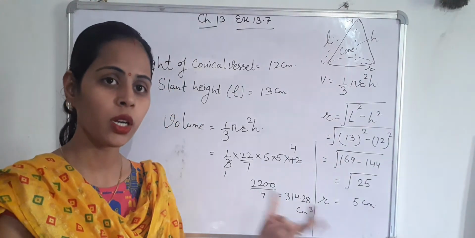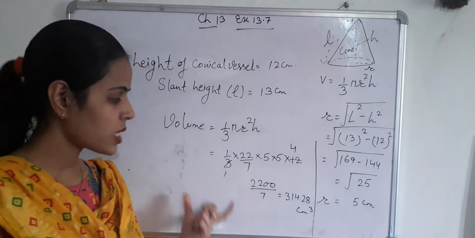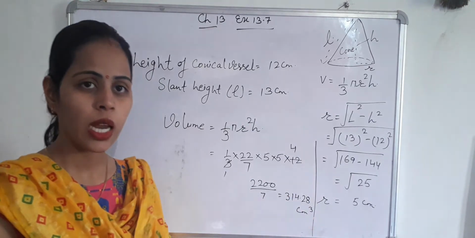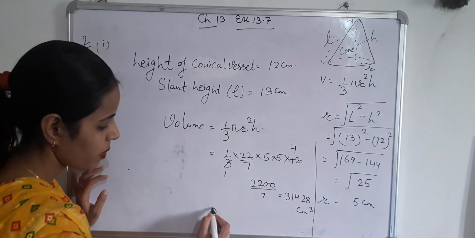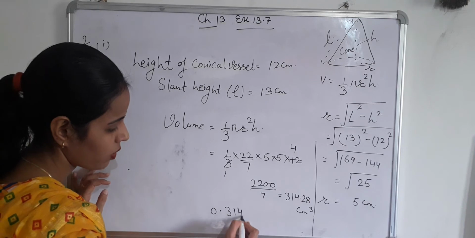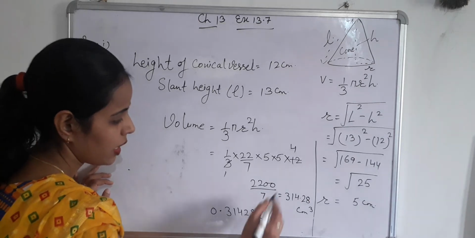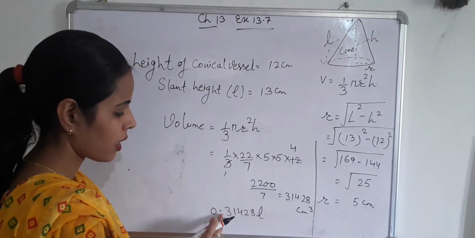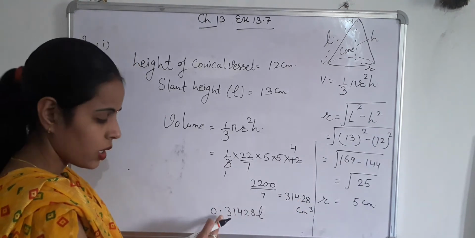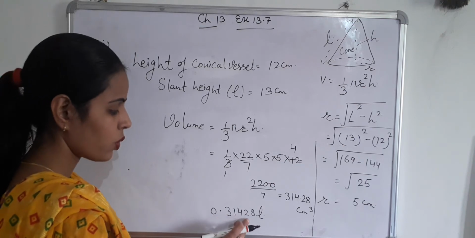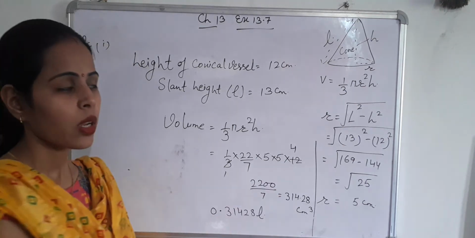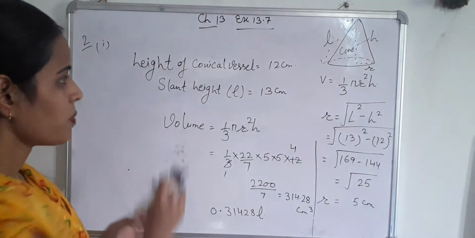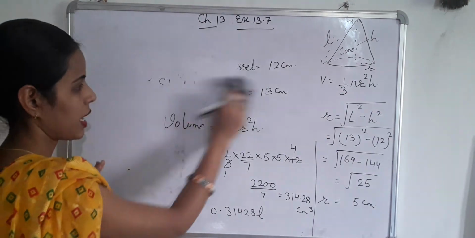314.28 centimeter cube. But we need to find the capacity in liters. Convert this centimeter cube into liters by dividing by 1000. This will be equal to 0.31428 liter. If we divide by 1000, then the decimal moves from here and comes in front of 3. So 0.31428 liters. Question number second is complete. First, may I erase this question?